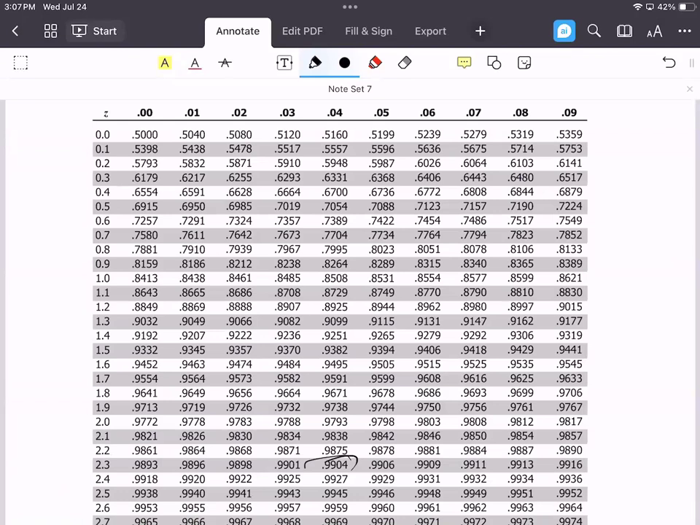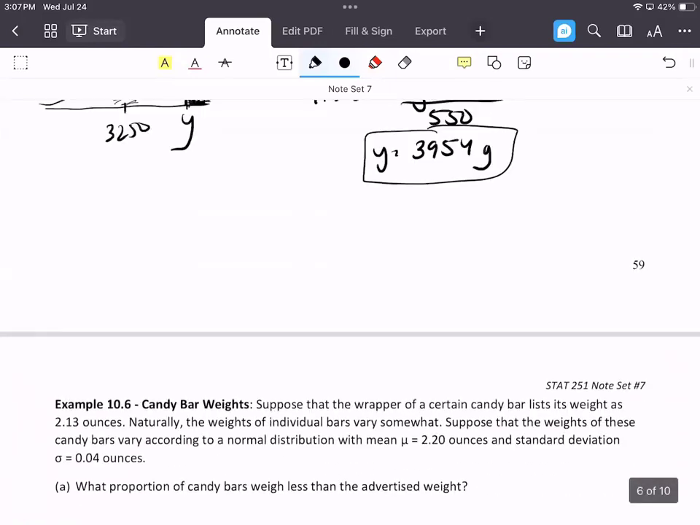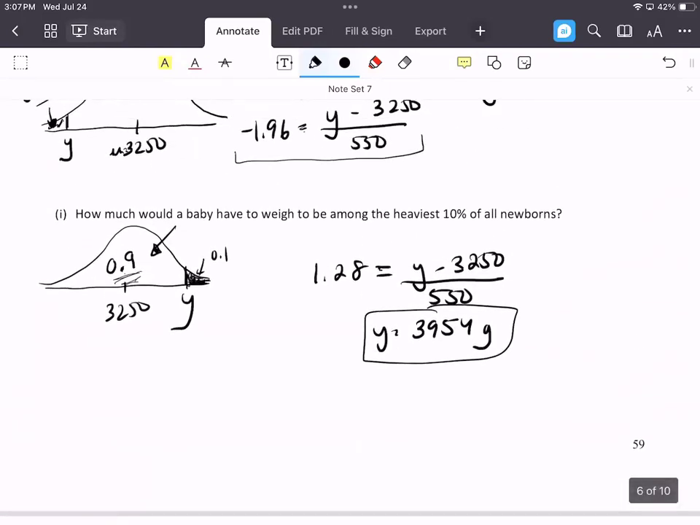And you're going to notice there is no exact 0.9. So I'm going to choose what is closest. This is only 0.0003 away, whereas this is 0.0015 away. So this is closer. So that's how I got to the 1.28. We want to choose the number that is closest. So there was not exactly 0.9, but 0.8997 is very close. Please close your eyes if you get sick again. And then you do the algebra and you should come up with y equals 3954 grams.